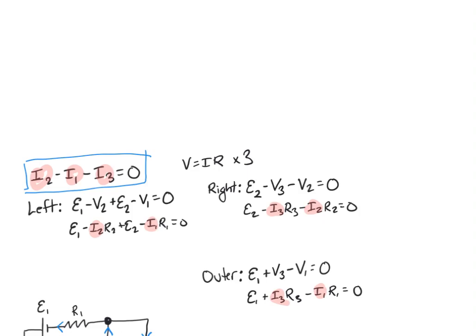And so let's isolate I3 in the right loop. And so that gives me I3.